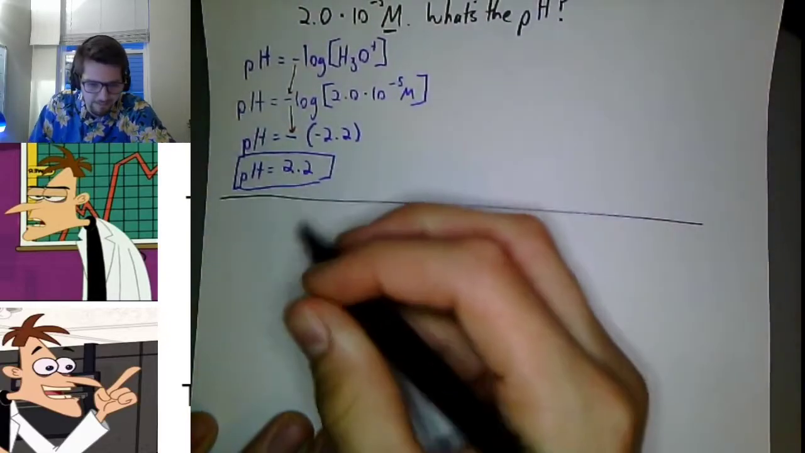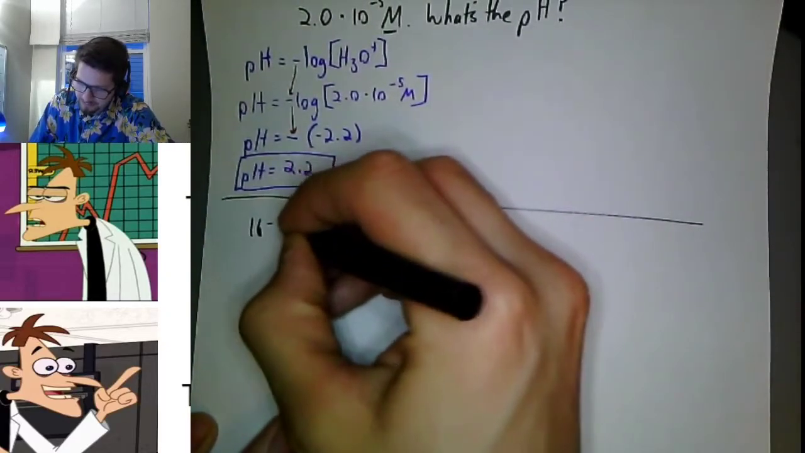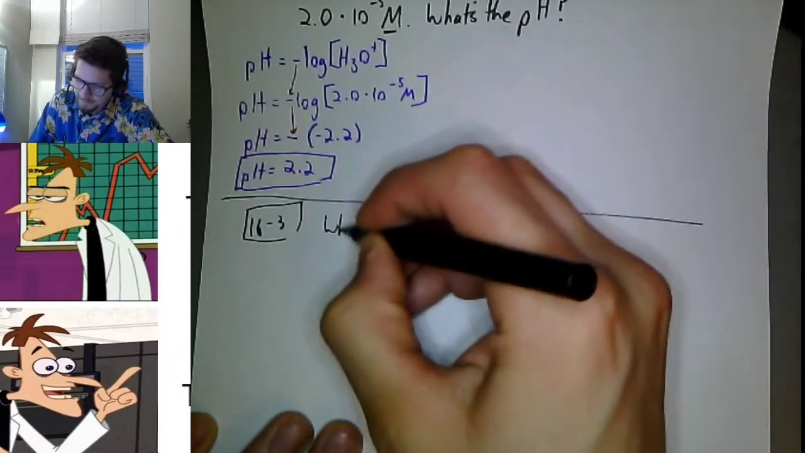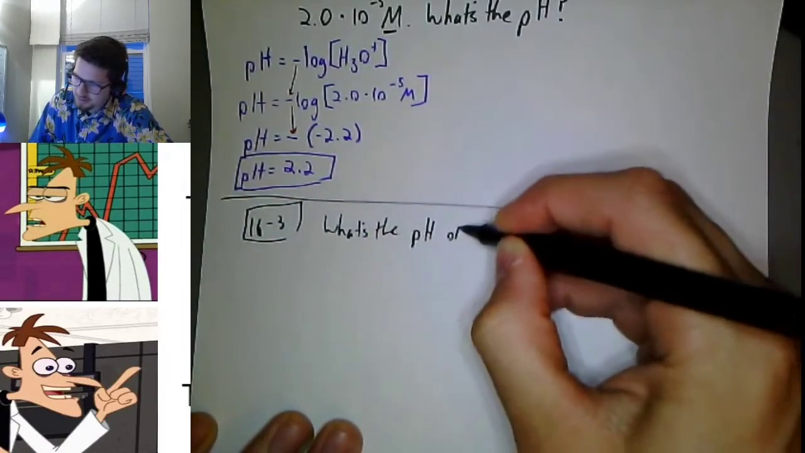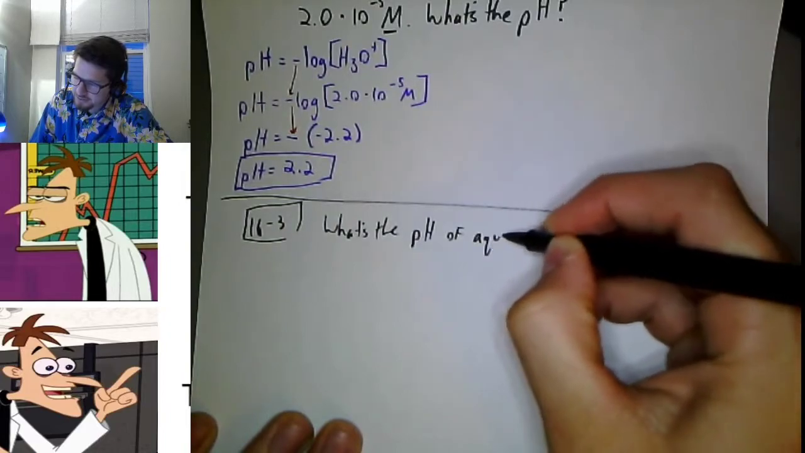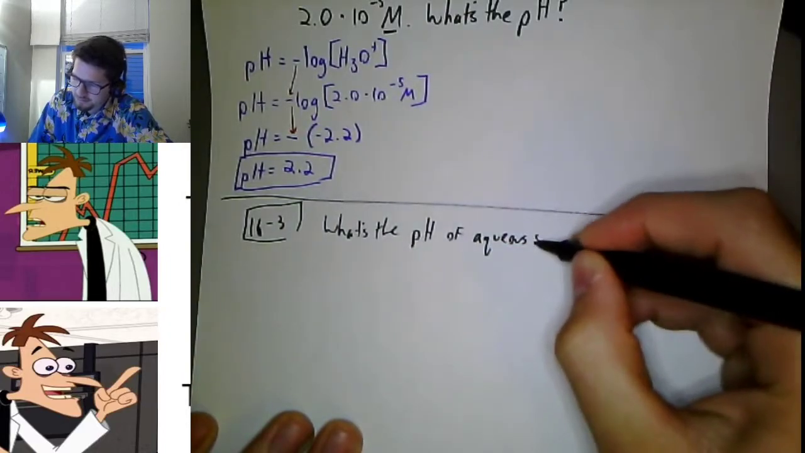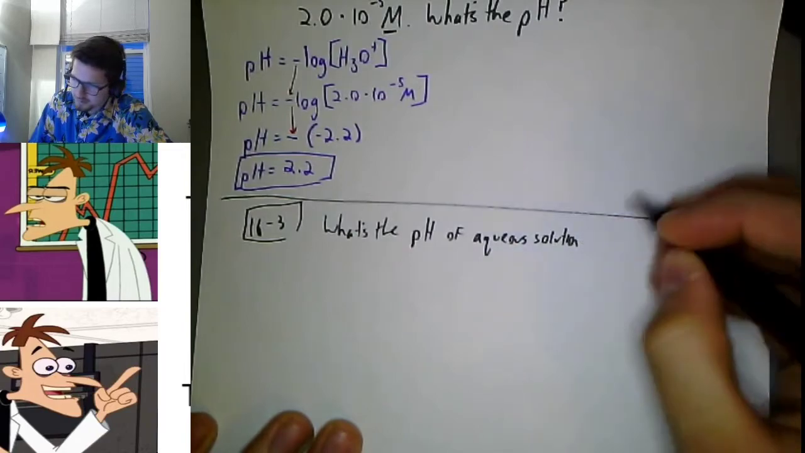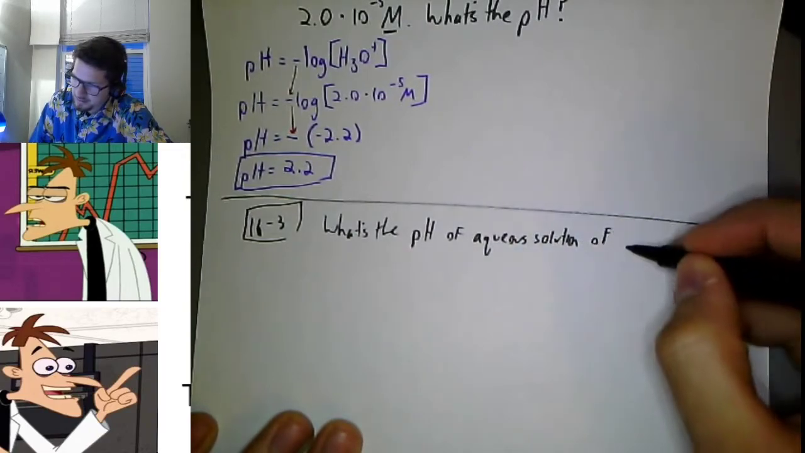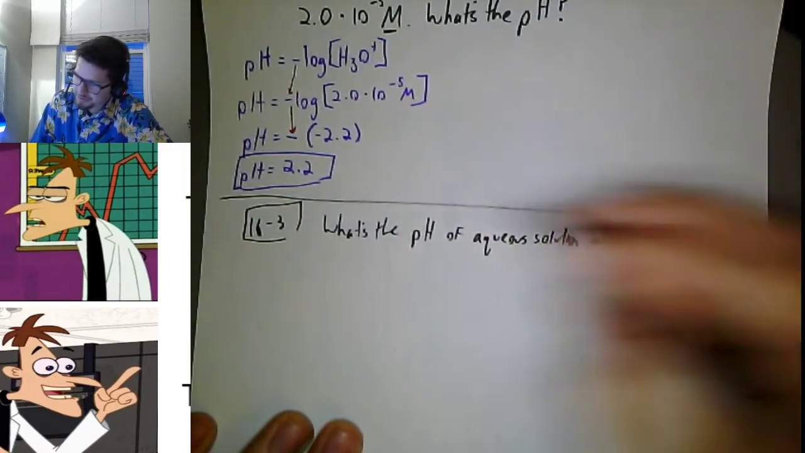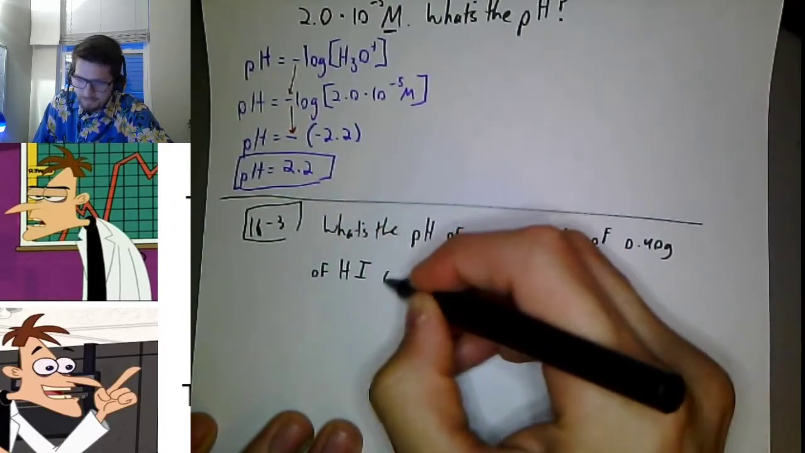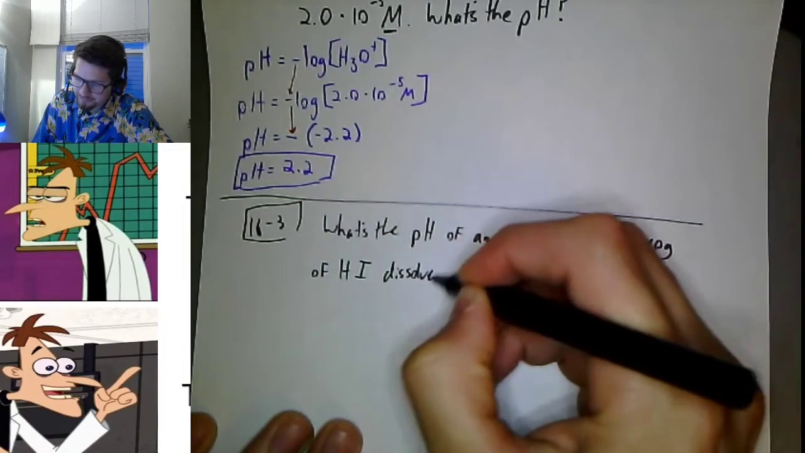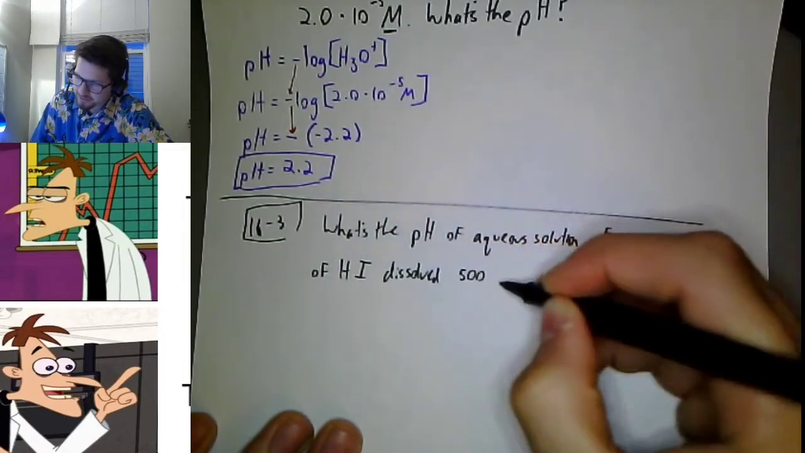But let's do the second problem, 16-3. It asks, what's the pH of an aqueous solution of 0.40 grams of HI dissolved in 500 milliliters of water?